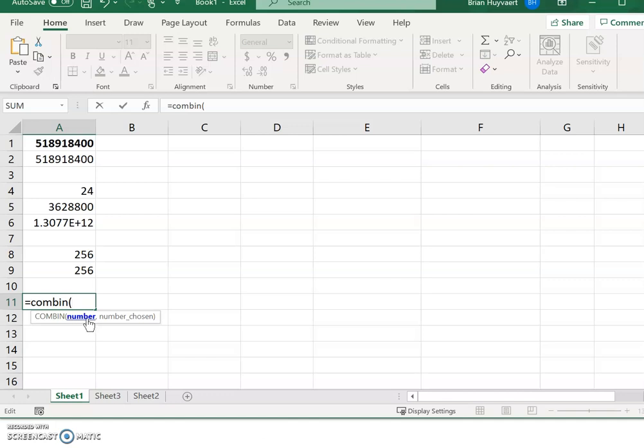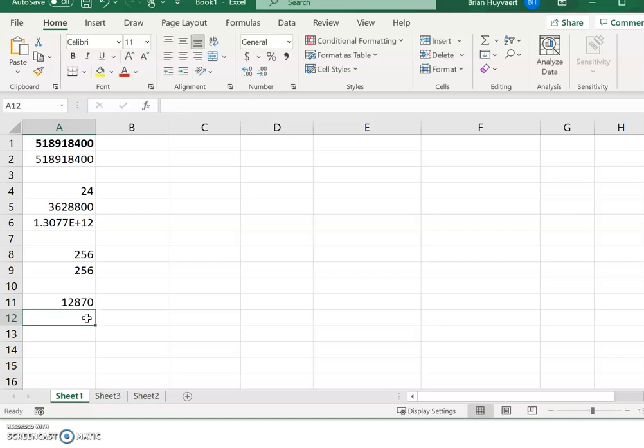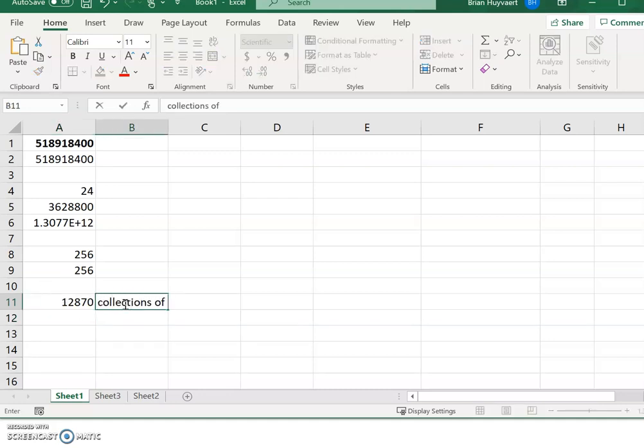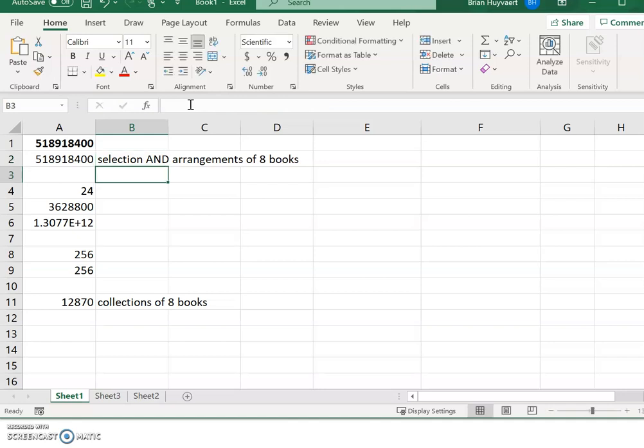So in the first example, we had 16 books. We wanted to select 8 of them. So this is just how many collections of 8 books we could get. Remember that the number way up here, this was the arrangements of 8 books. And it really, sorry, it was the selection and arrangements of 8 books. So first we had to choose our 8 books out of the 16, kind of like what we did here. But then we went one step further and we said, okay, now I want to arrange those things. So more ways when we account for the arranging.